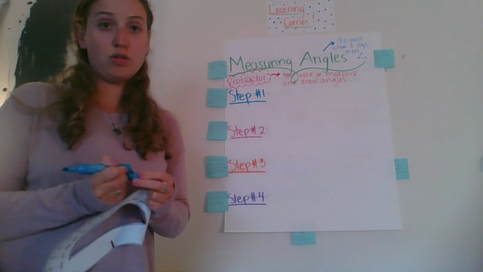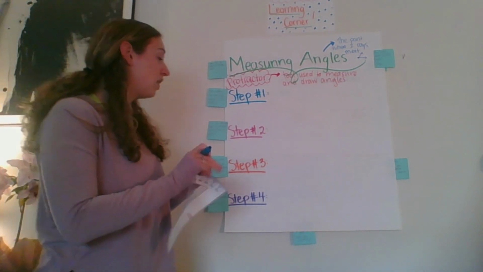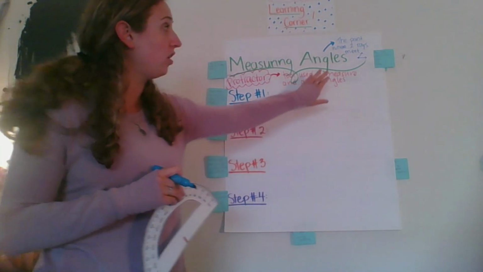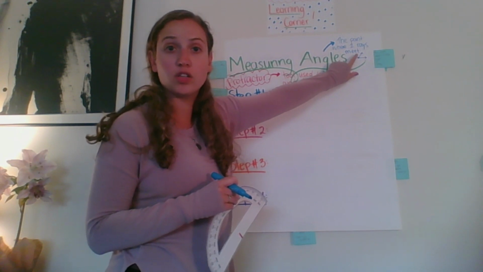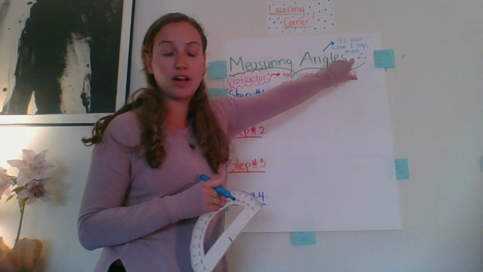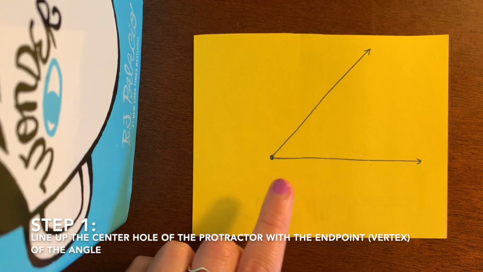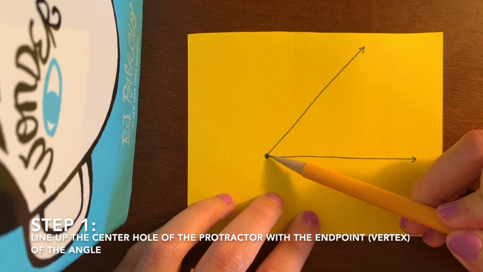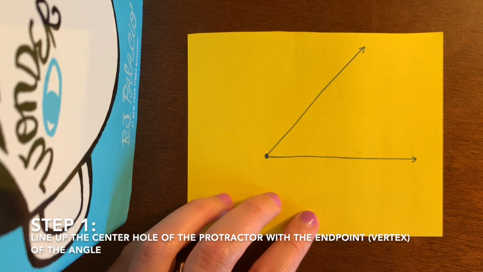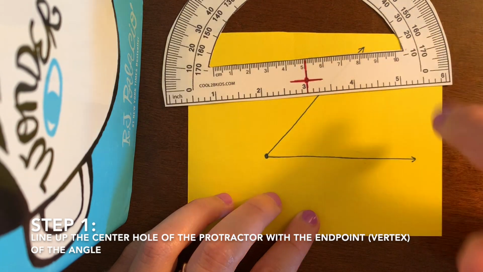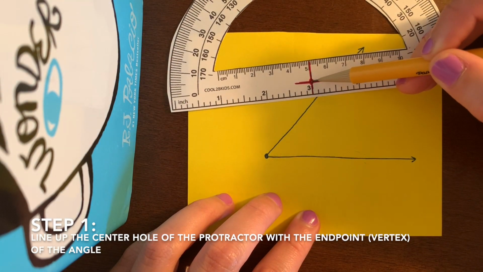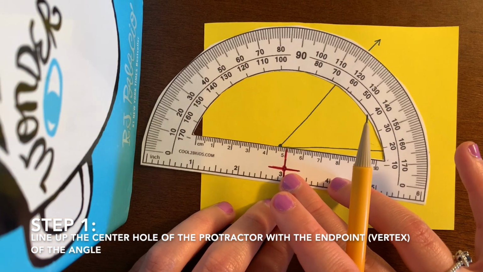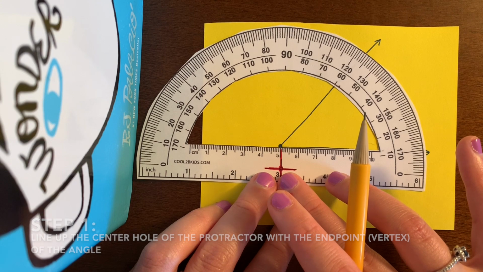The first step in using a protractor to measure an angle is to place the center of the protractor onto the vertex of the angle, which we talked about is where those two rays meet, also that end point, but that vertex is our academic vocabulary. Alright, so I have my angle, I have my two rays that meet at the same end point or vertex. I'm going to take my protractor and find that center point or center hole on the protractor that we labeled. And I'm going to line that up with the end point or vertex of my angle.